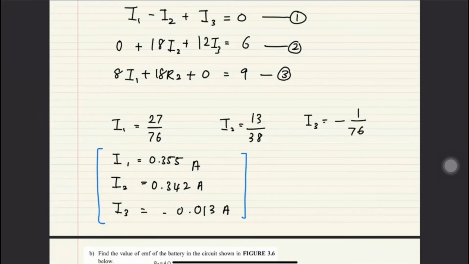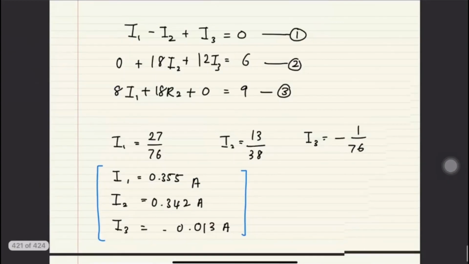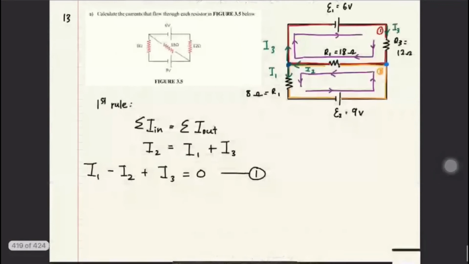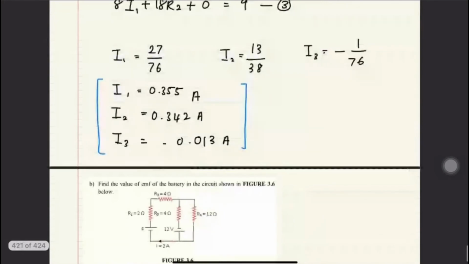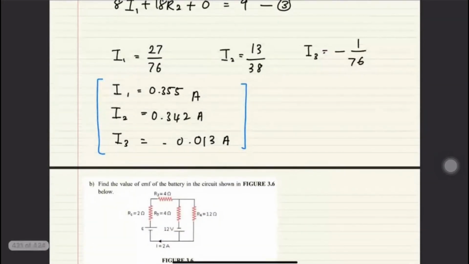Kalau yang negative 0.013 ni, maksudnya dekat I3 ni, our initial assumption yang dia ke atas is actually misleading lah, salah. Dia sebenarnya adalah ke bawah. Okay. Kalau dia tanya direction, then you can answer lah. Sometimes dia tanya direction of current dekat atas R3 ni. Contohnya macam tu. Tapi dia tak tanya. So it's either you can leave it like this ataupun kamu boleh remove the negative. It doesn't really matter. Bila pemeriksa tanda, they're just referring to the magnitude. Understand or not?